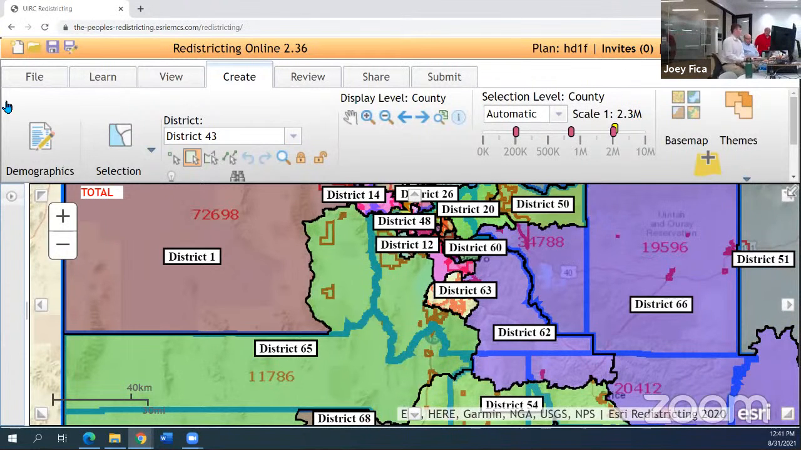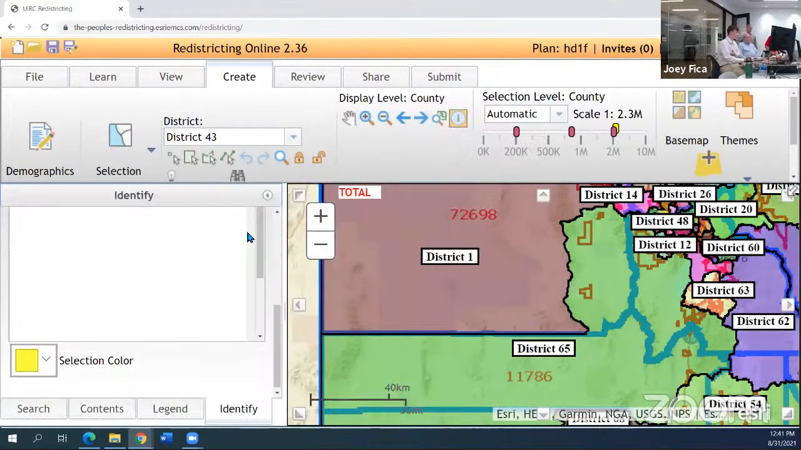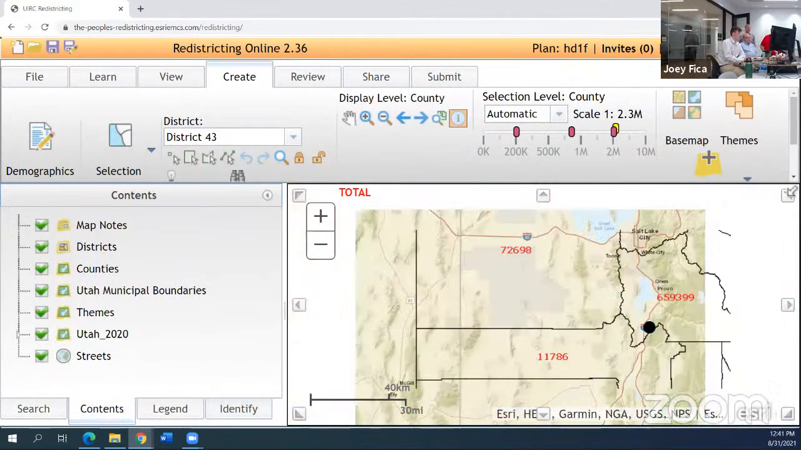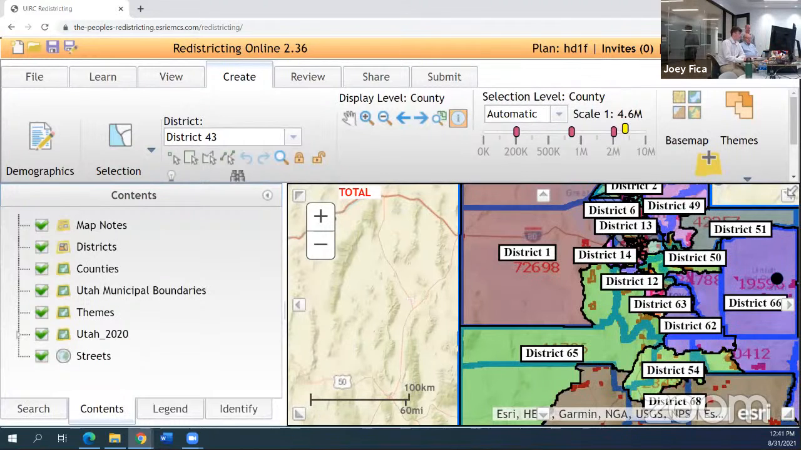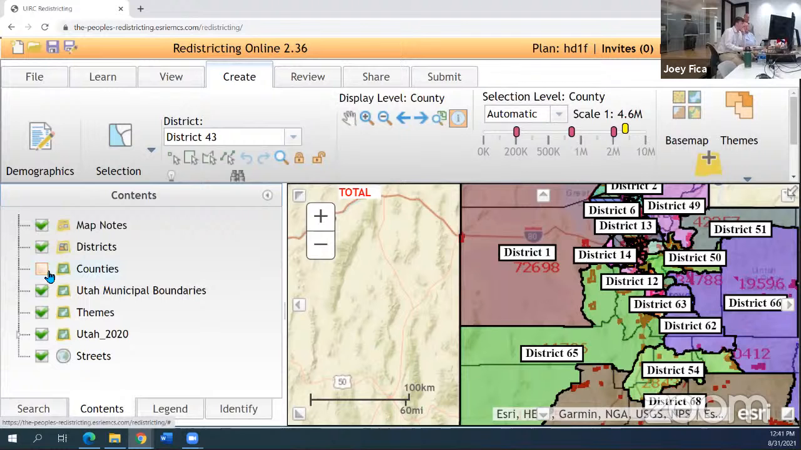So let's go. What do you want us to do after we do this map? We're going to go fix your congressional maps. I'm going to turn off all county stuff because you're okay with cities. Do you want to look at any more cities? We can run reports. Turn that off for now.